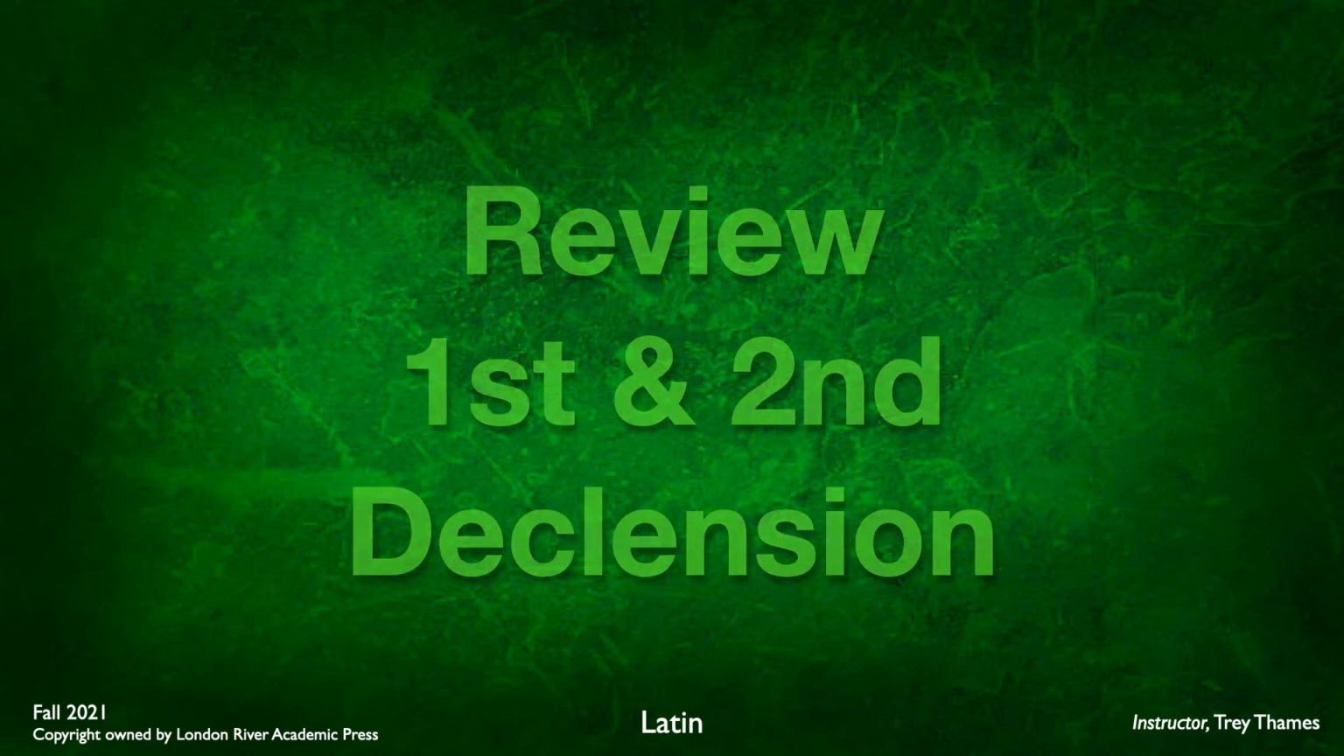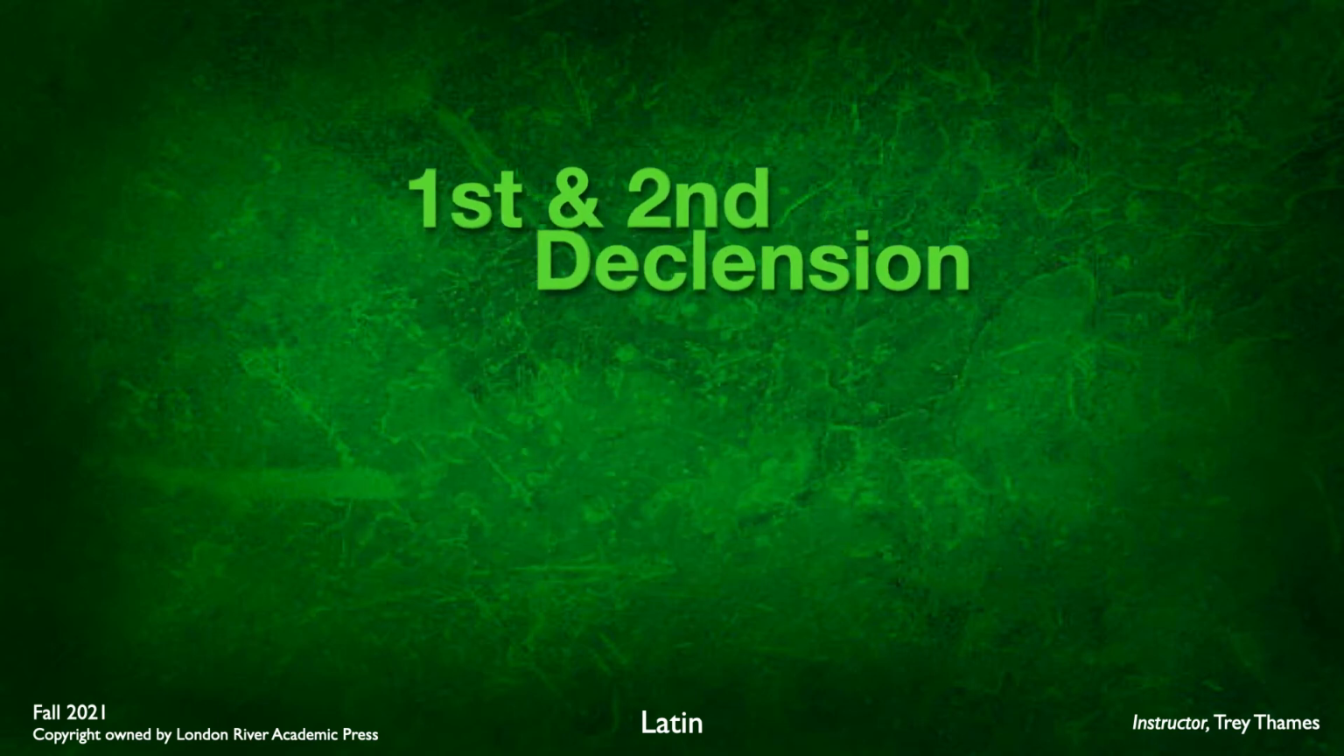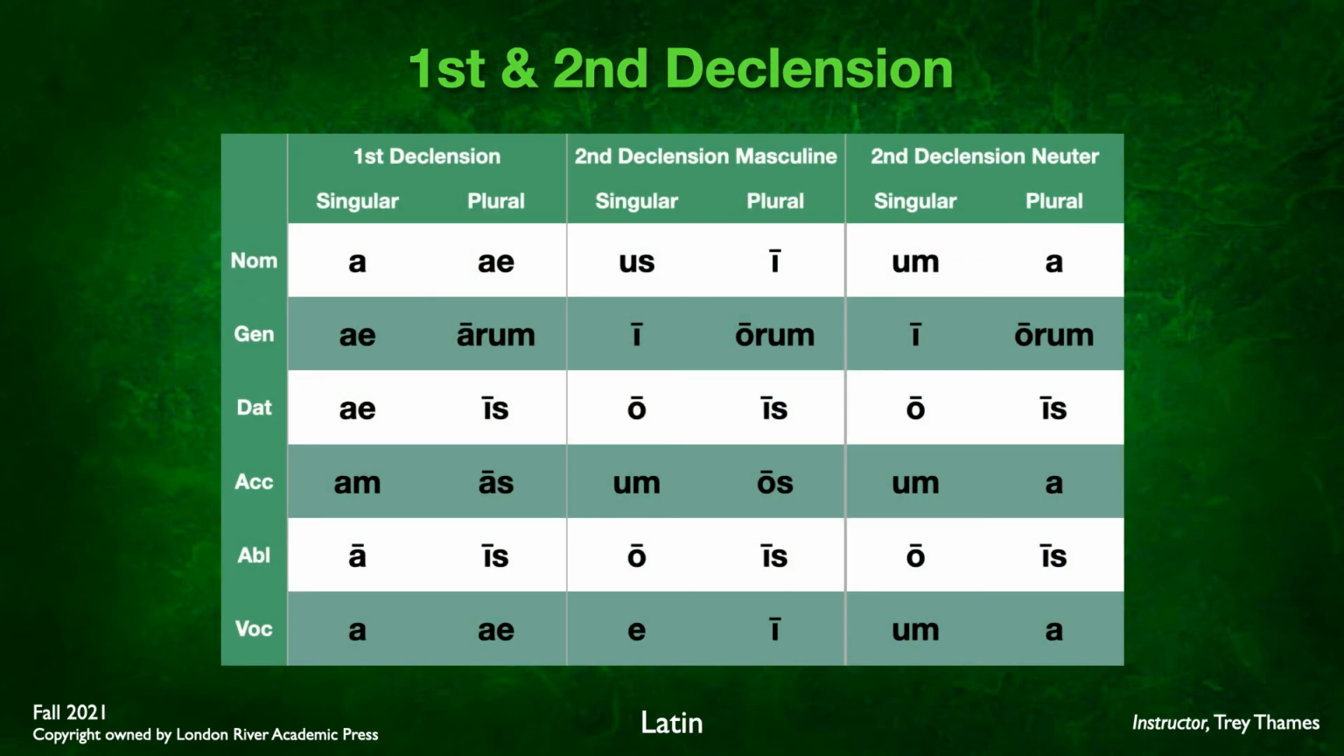So far in nouns, again, first and second declension nouns. Here are the endings that we've learned thus far. First declension: a, ae, ae, am, ā, ae, ārum, īs, ās, īs, ae. Second declension was divided into masculine and neuter. The masculine endings were us, ī, ō, um, ō, e, ī, ōrum, īs, ōs, īs, ī.